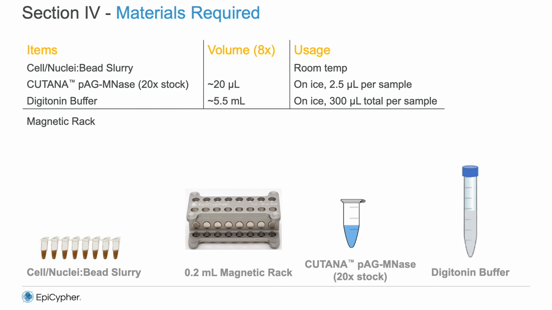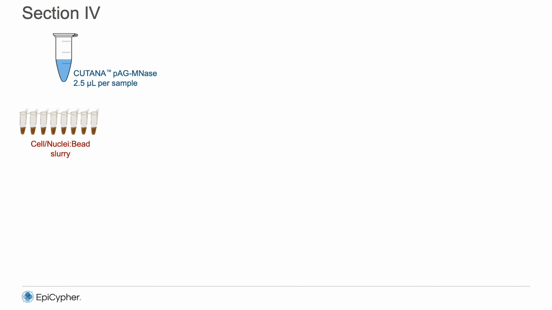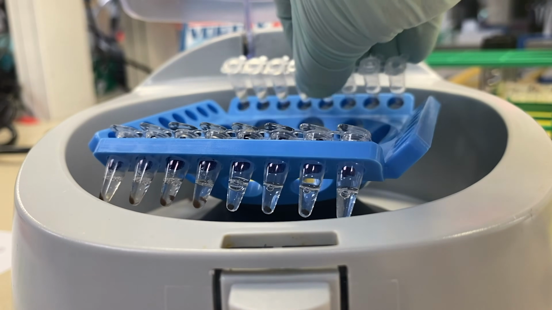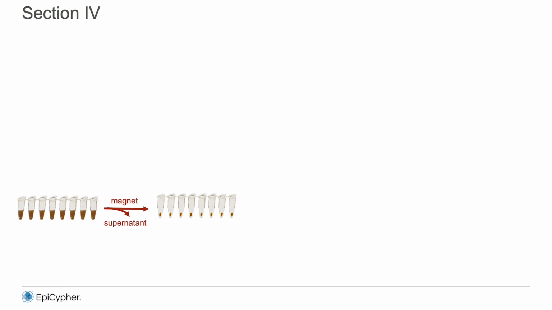You will want to move quickly to Section 4. Make sure you have all of your materials for this section. PAG-eminase and digitonin buffers should be kept on ice. Add 2.5 microliters of PAG-eminase to each sample and start a 10-minute incubation at room temperature. When the incubation is over, give your samples a quick spin, again with the caps facing in, before placing them on the magnetic rack. Once the slurry clears, remove the supernatant.